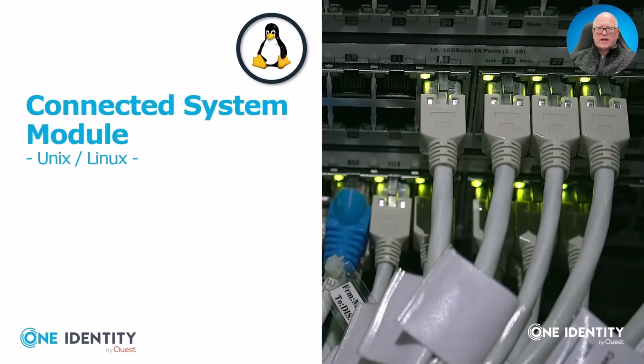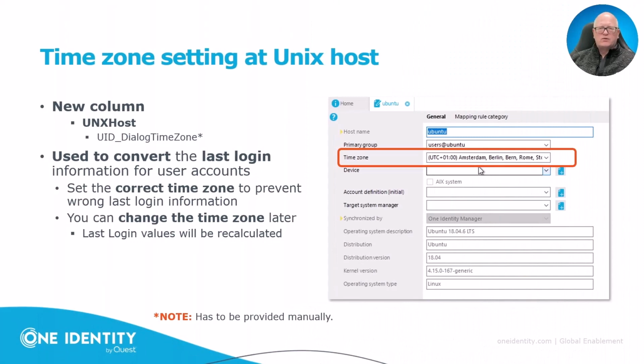And now let's talk about the connected system module for Unix or Linux. Here the big change, and I think Marcus showed that at the last Unite, is that we now support a new time zone value for Unix-based systems. This time zone value is necessary, especially if you want to synchronize last login dates, so that you get correct time values. Therefore, as you can easily see, there is a new column on the Unix host, UID dialog time zone, a value, by the way, that has to be configured manually.